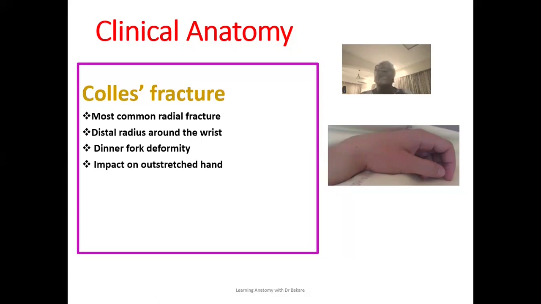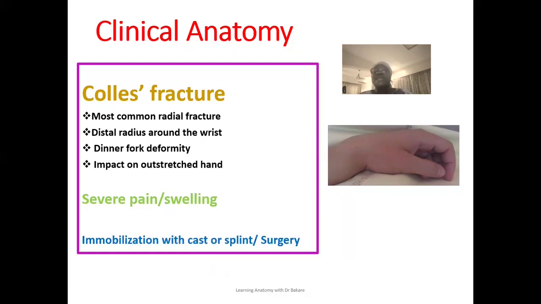It is seen when impact occurs on an outstretched hand, of course, subjecting the lower end of the radius to fracture. Major symptoms include pain and also swelling. Immobilization with cast or splint can be used for treatment or surgical intervention, as the case may be.